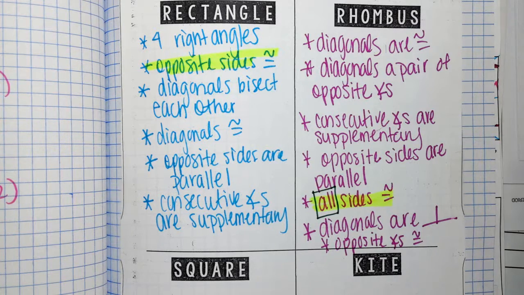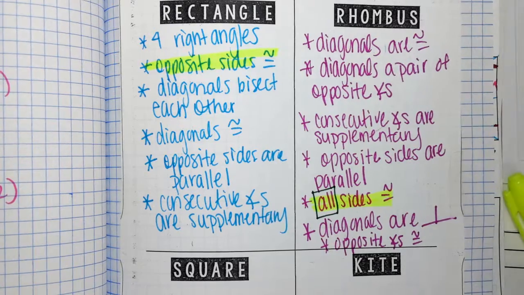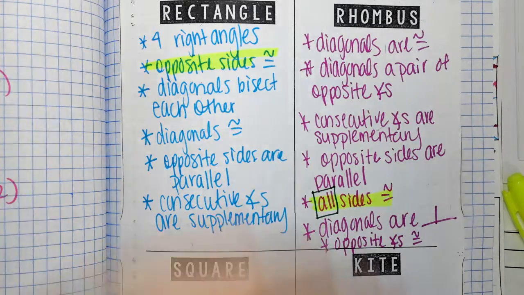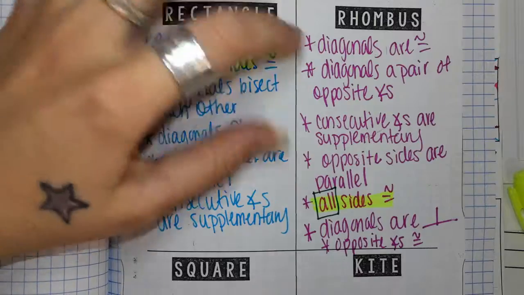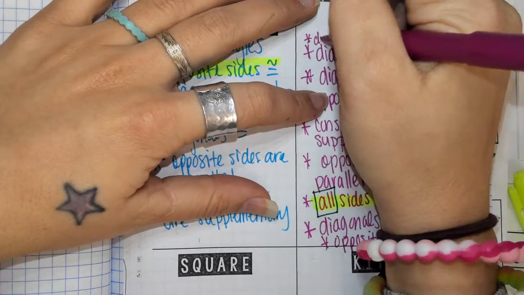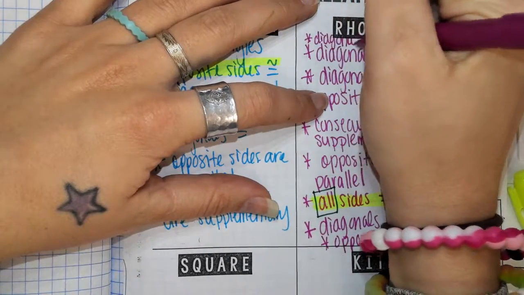Yes. They still bisect each other, so should we squeeze that in somewhere? My bad. That's okay, that's why we're doing this.